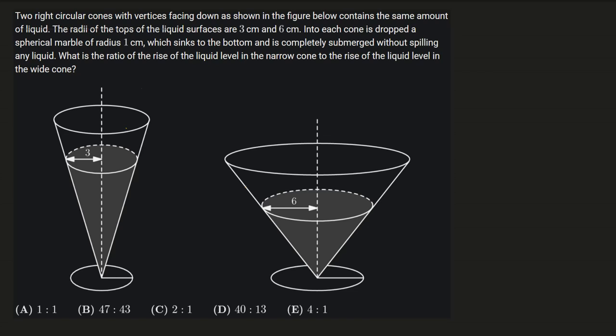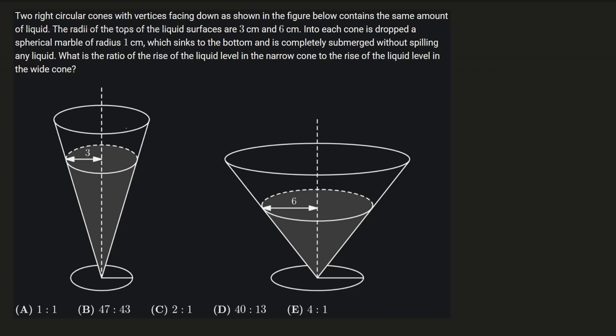Let's look at this problem. Two right circular cones with vertices facing down, as shown in the figure below, contain the same amount of liquid. The radii of the tops of the liquid surfaces are 3 cm and 6 cm.